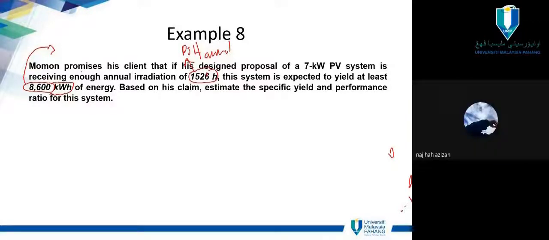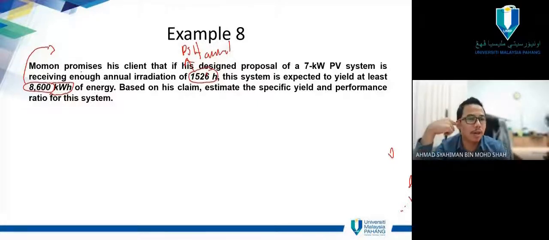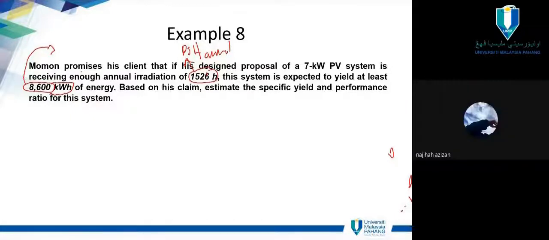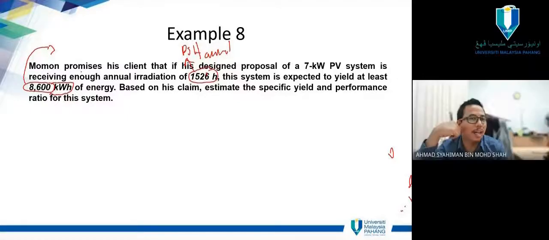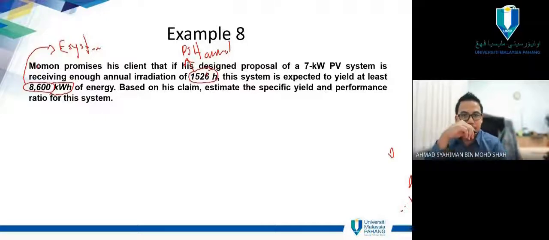Maximum power. Maximum power of the energy. Bukan. The kilowatt hour tu. Kilowatt hour of energy. Expected ni kan energy kan? Expected yield tu betul kan? So maksudnya dapat e-system kan? Betul. Okay. Yield betul lah tu. Energy yield tadi. Okay. And then, okay, dari situ bolehlah kira spesifik yield tu.